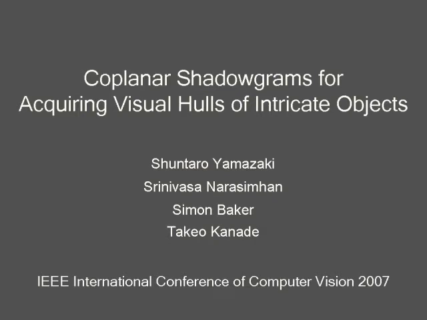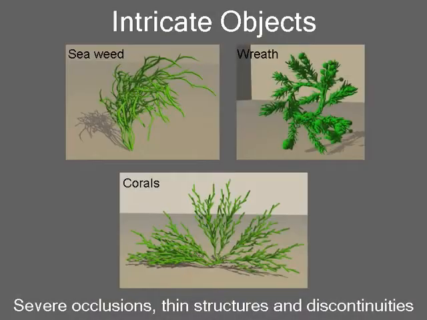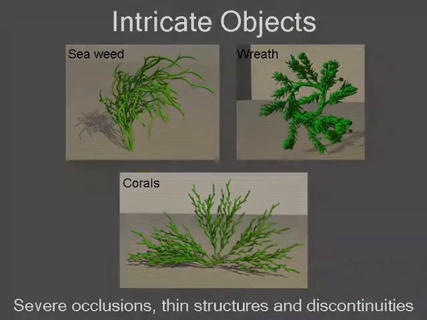Many real-world objects such as wreaths, plants, corals, and insects have intricate shapes. They exhibit severe occlusions and numerous thin structures and discontinuities. Automatically acquiring complete 3D models of such objects is important for computer graphics applications.